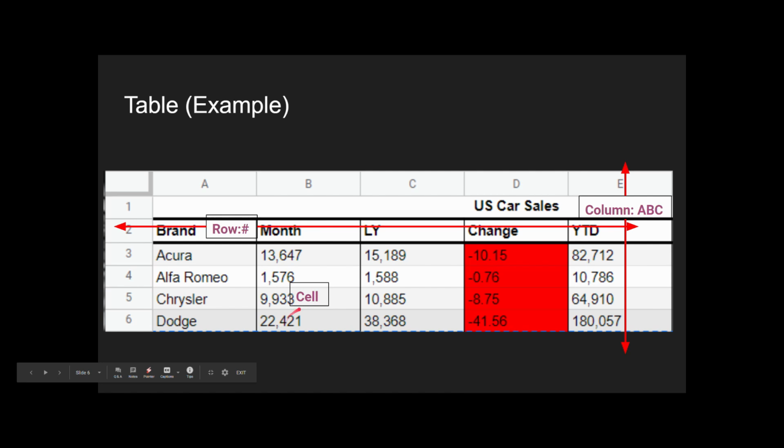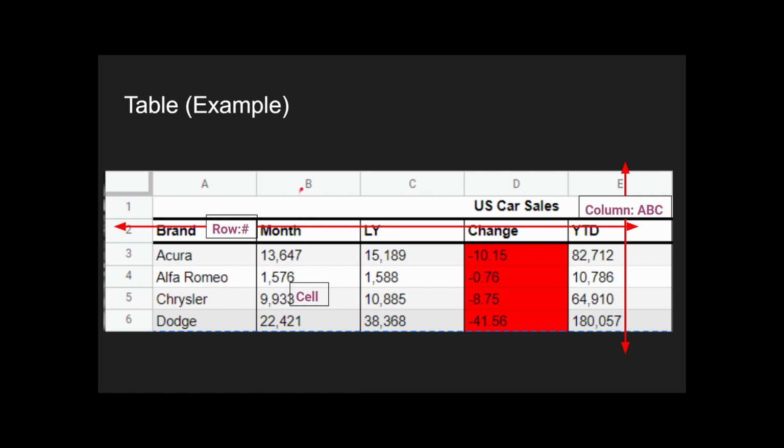Okay, so this is how you're going to find this cell's address. First, you look up and figure out what column it's in. So this is what column that cell is in. Then you go back to the cell and you go to the left and you figure out what row it's in. So this is what row it's in.